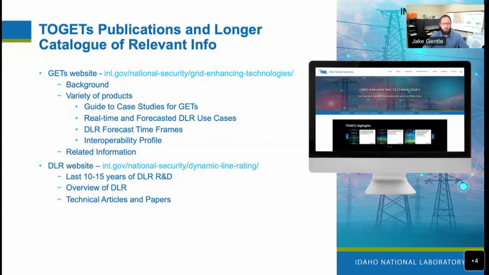We have a lot of materials already on the site. Some of those are listed here, like the guide to case studies for grid enhancing technologies. We even put together a real-time and forecasted dynamic line rating use case document. We started to articulate different line rating forecast timeframes, built out an interoperability profile, and a handful of other materials.